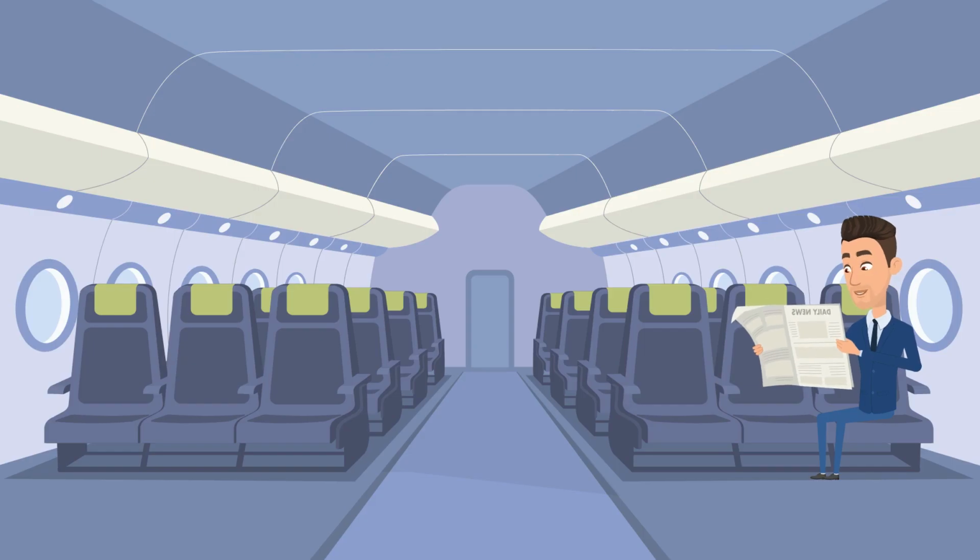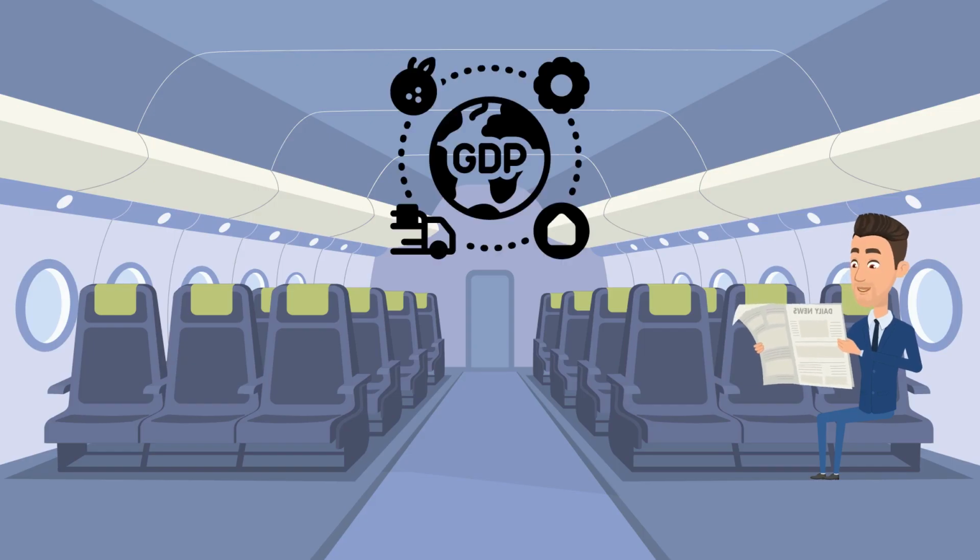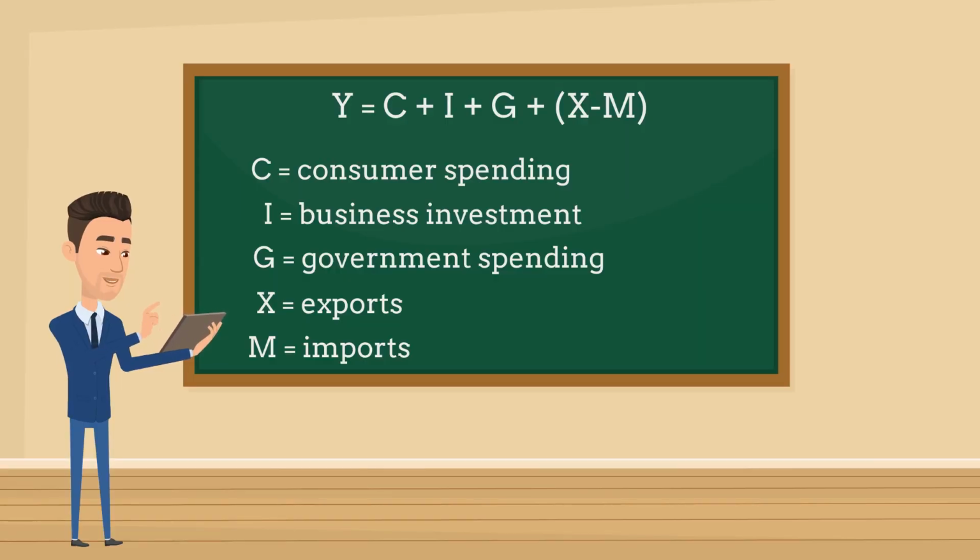Okay, like we learned in the last video, GDP is a measure of a country's economic performance and is often used as a primary indicator of its economic health. GDP measures the total value of goods and services produced within a country's borders in a given period. So, now we know what GDP is, but how do we calculate it?